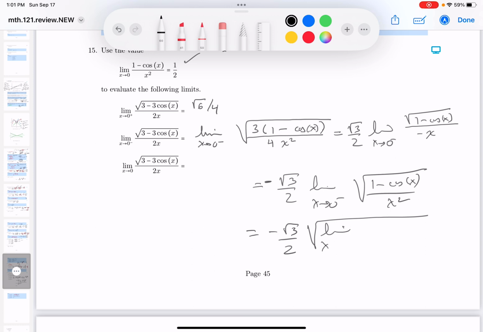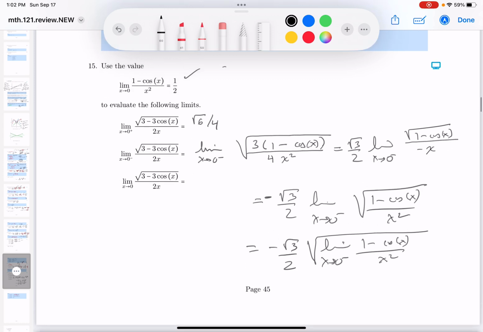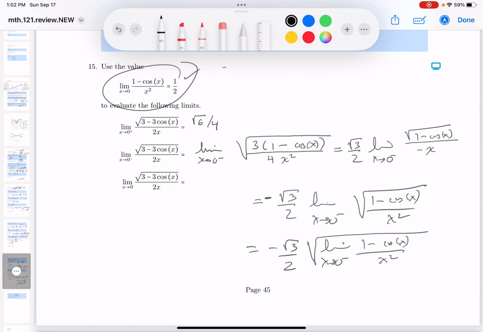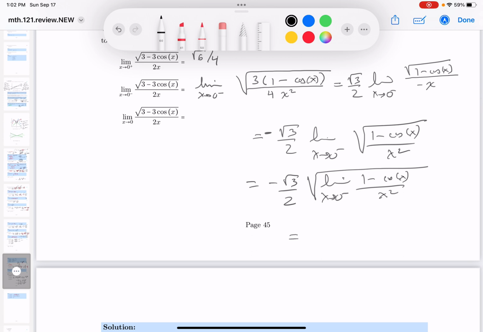Limit, x goes to 0 from the left. And you're getting 1 minus cosine x. Let me get my eraser. It doesn't look right. 1 minus cosine of x over x squared. And what's nice about that is I know that guy's limit is 1/2, all right? So let's write this down. What do you get? Minus root 3 over 2, and it's going to be the square root of 1/2 now. What do you get over there? Minus root 3 over 2.